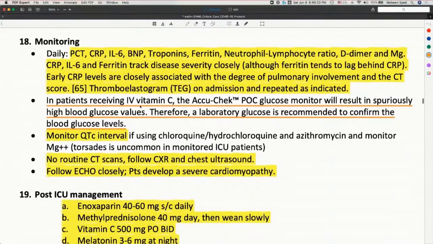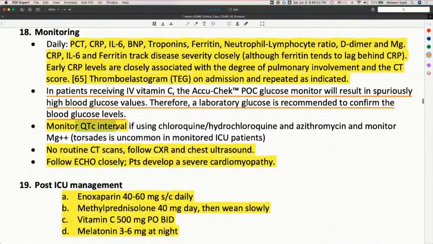In patients receiving IV vitamin C, the AccuCheck POC glucose monitor will result in spuriously high blood glucose levels. See, they keep saying it because if we thought that their glucose level is high while they were actually hypoglycemic and we try to further reduce their glucose level, we might cause so much hypoglycemia that the patient might die. So therefore, a laboratory glucose is recommended to confirm the blood glucose levels.